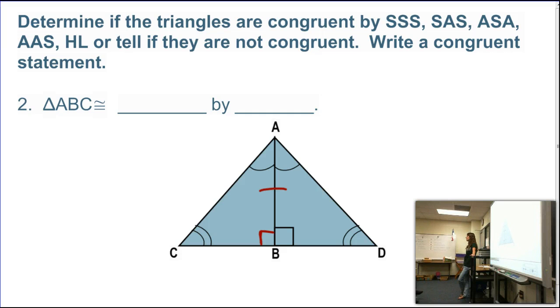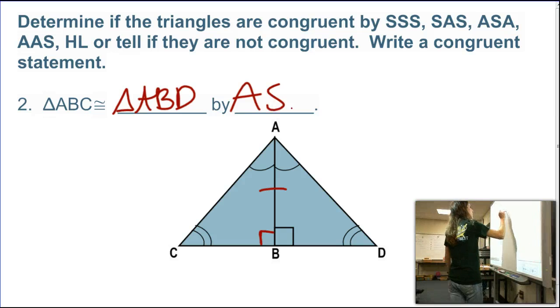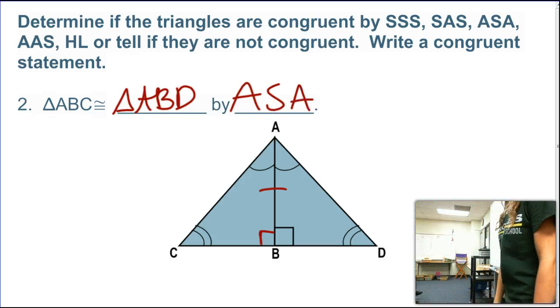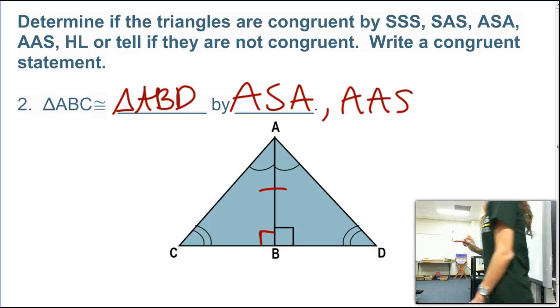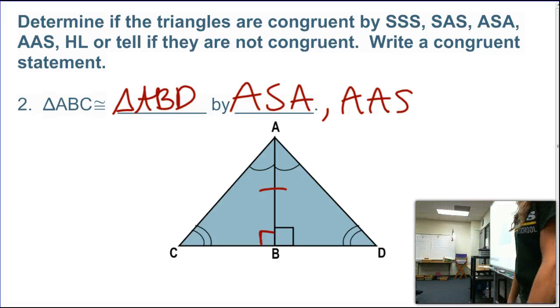Okay, so what do you think? Triangle ABC is congruent to triangle ABD by angle, side, angle, or this one actually has 2 correct answers. It's also HL. It's also spelled backwards. Those are the two correct answers. I would accept either of those on a quiz.